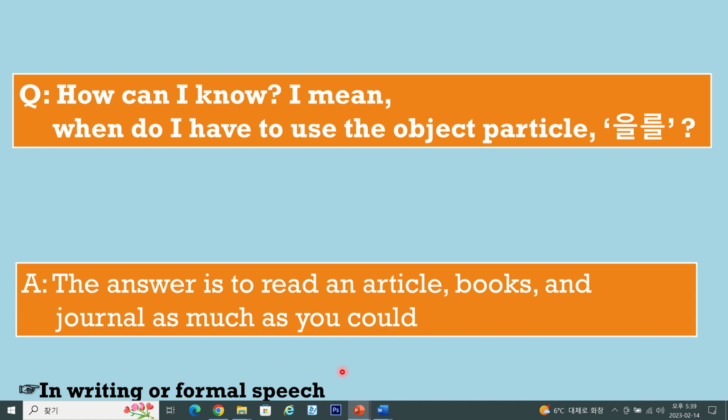Okay, how about today's lesson? The Korean object marking particle 을. It's easy, right?